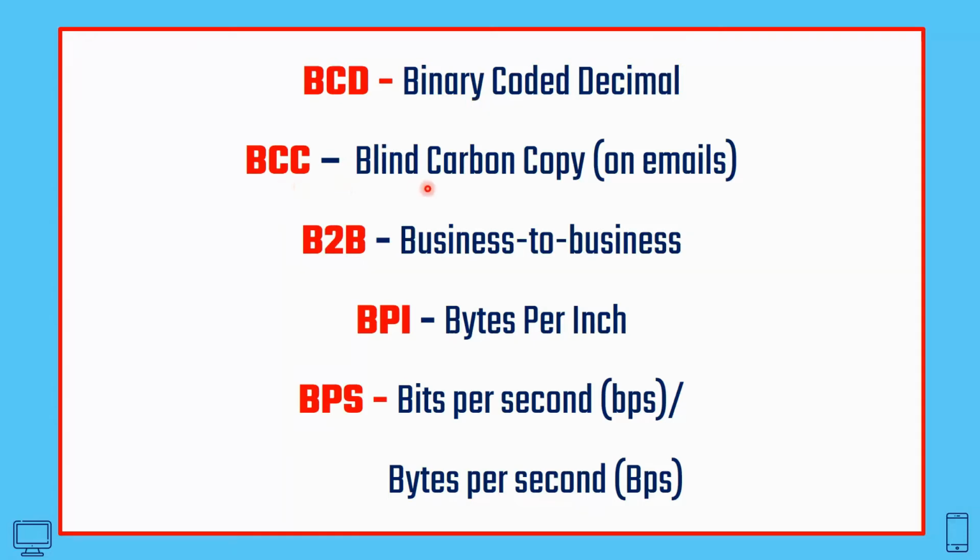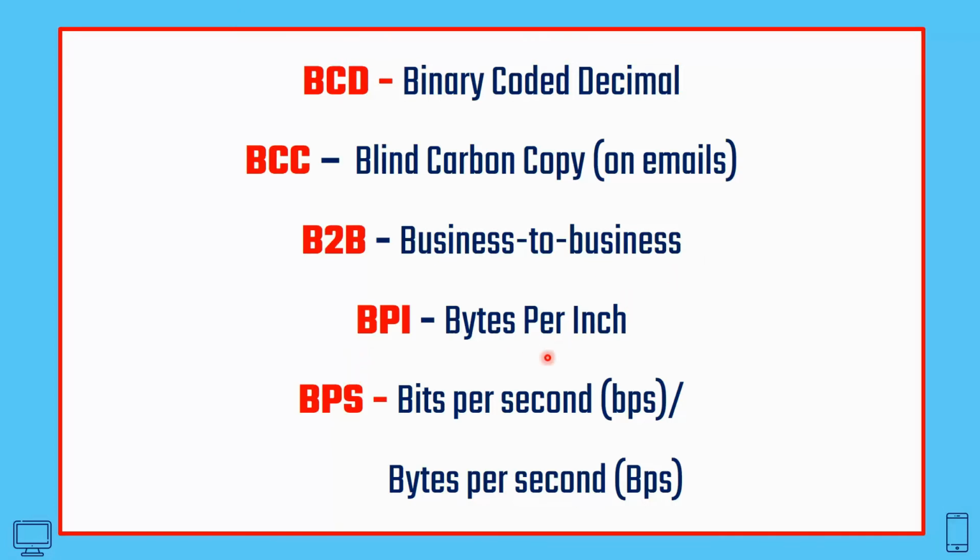BCC, Blind Carbon Copy. BCC is a way of sending copies of an email to other people. It is called blind carbon copy because the other recipients won't be able to see that someone else has been sent a copy of the email. B2B, Business to Business. B2B, also known as e-biz, is an exchange of products, services, or information between businesses rather than between business and consumers.